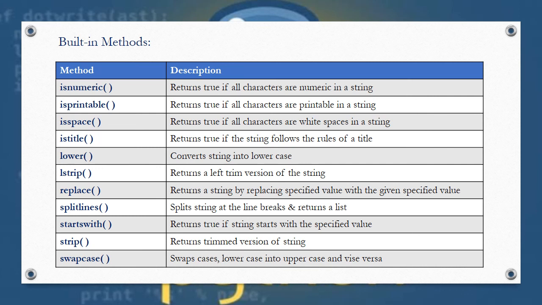The lower method will convert a string into lowercase. lstrip returns a left-trimmed version of the string. replace will return a string by replacing a specified value with the given specified value. splitlines splits the string at the line breaks and returns a list. The startswith method returns true if the string starts with the specified value. The strip method returns a trimmed version of the string. The swapcase method swaps lowercase into uppercase and uppercase into lowercase characters.